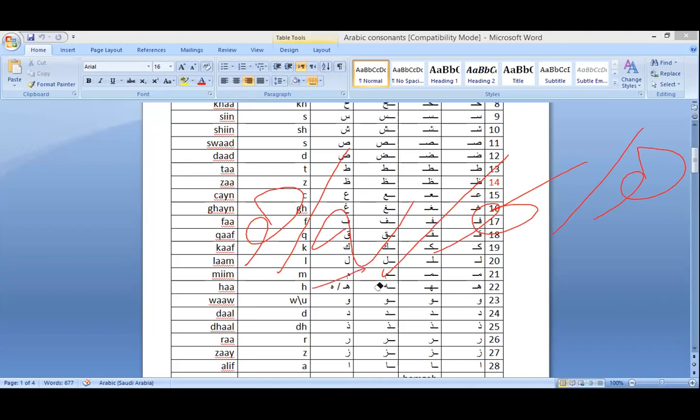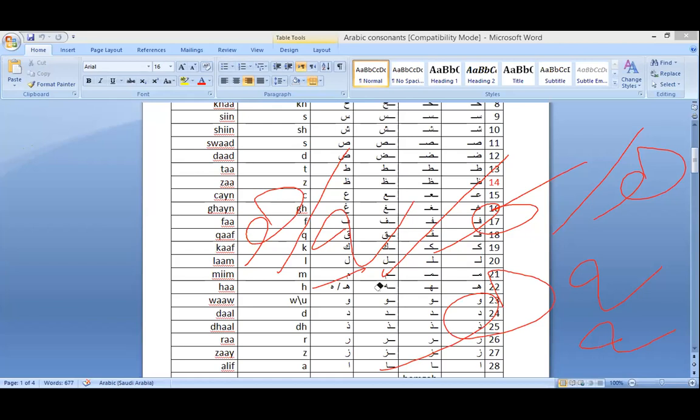So you see this one here at the end. So ha has changed its shape. Ha at the end is just a simple circle instead of this long shape. So it is just a simple circle. So this is ha, and ha has changed its shape.